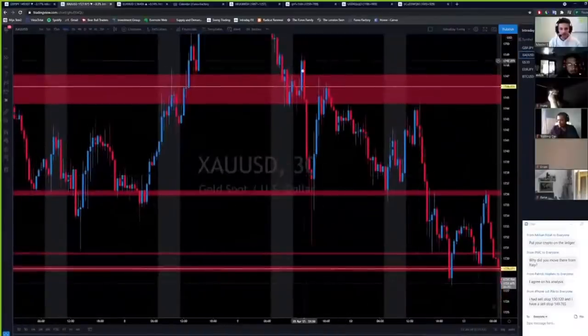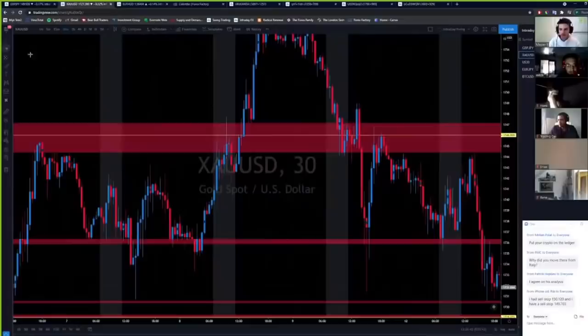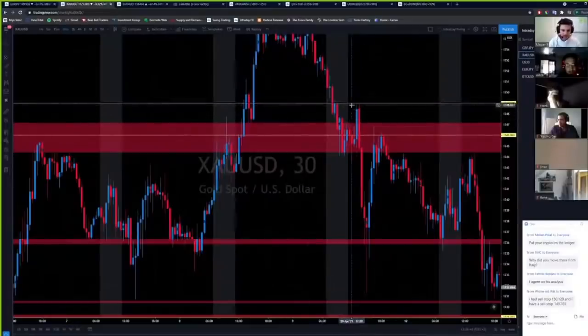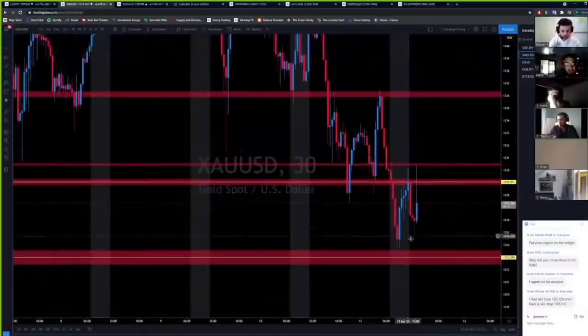Yeah, it happened here too. The 30-minute closed above this resistance, but not this one, and then price rejected. Same things keep happening over and over.